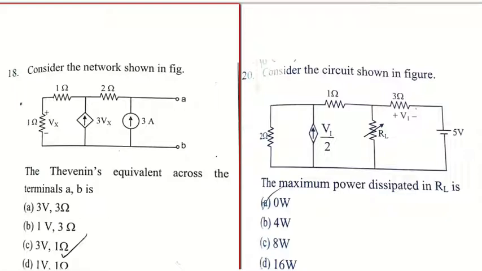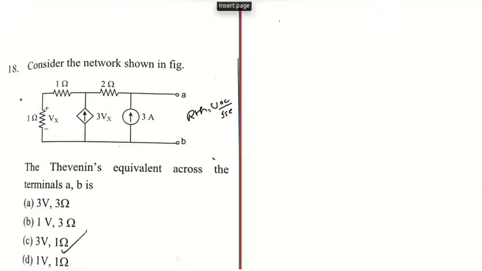Okay, so to find out VOC and ISC, and here RTH, it is a case where there is a dependent source, so our RTH is VOC divided by ISC. So I have to find out the open circuit voltage between the terminal A and B, and the short circuit current between the terminal A and B also. For that, I am going to redraw the circuit over here. Let me redraw the circuit.